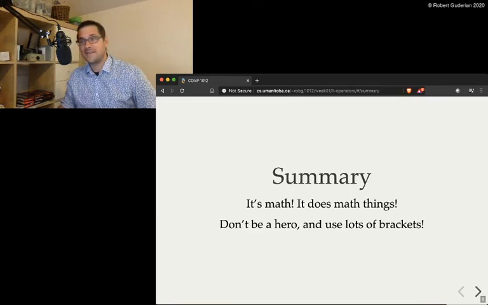So, summary overall, math is math, and Python does math things for us. Don't be a hero. That's me being a little bit snarky, and I apologize, but don't write complicated code. Some people think that the fewer characters they have, the better, the faster it runs. That is not true. Use very clear mathematical structures and break things up, and I'll show you how to break things up next class. And use lots of brackets. Again, programming languages are for humans, and not just humans that have insane abilities to read code. It should just be clear.